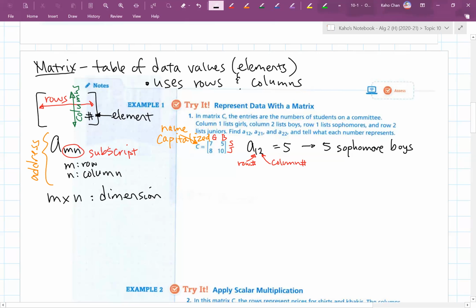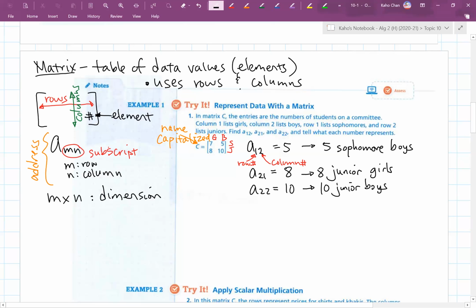Let's take a look at A21 next. Row 2, column 1. So that's right there. That's the value of 8. In that case, 8 junior girls. Very nice. And of course, A22 is referring to row 2, column 2. That would be 10 as a data value, literally meaning 10 junior boys. Okay, not too bad so far.